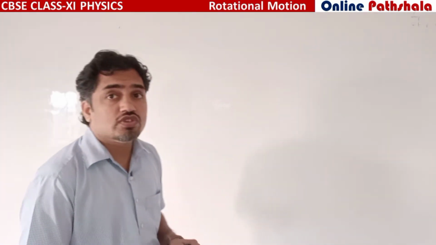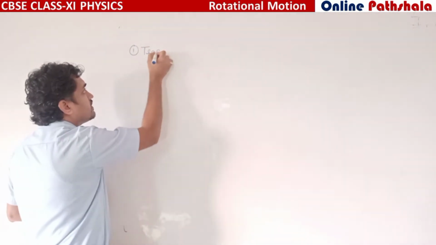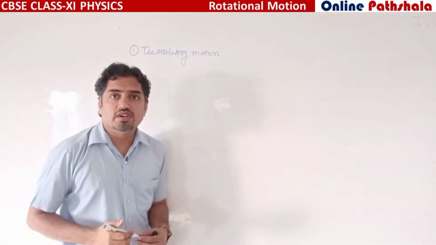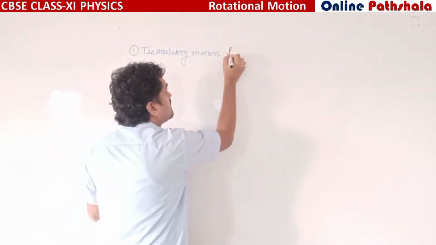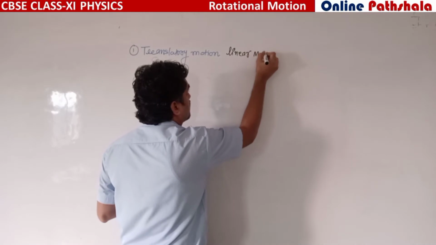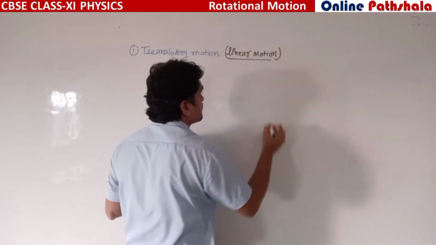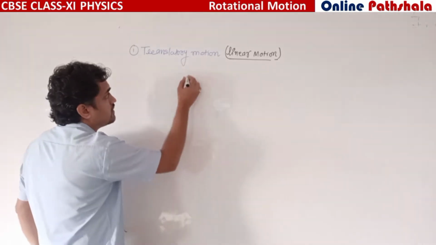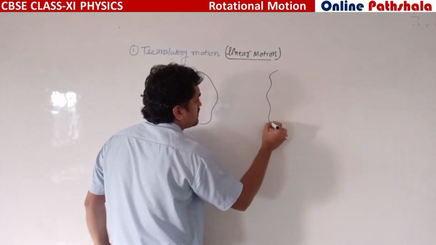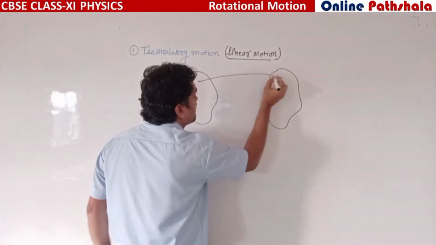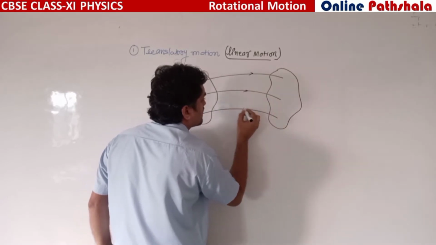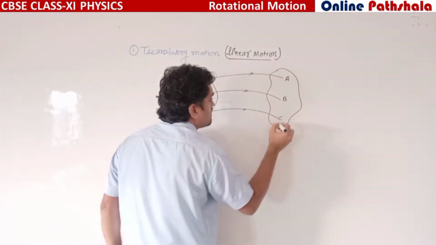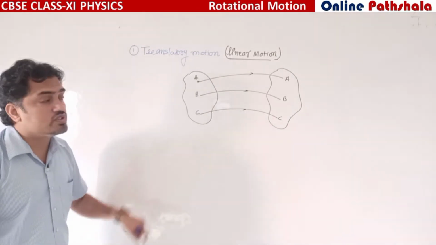First category is translatory motion, also called linear motion. To understand the concept of translatory motion, we have to understand the motion of a body in which all particles of the body, let us consider particles A, B, C, move on the same path. This type of motion is called translatory motion.